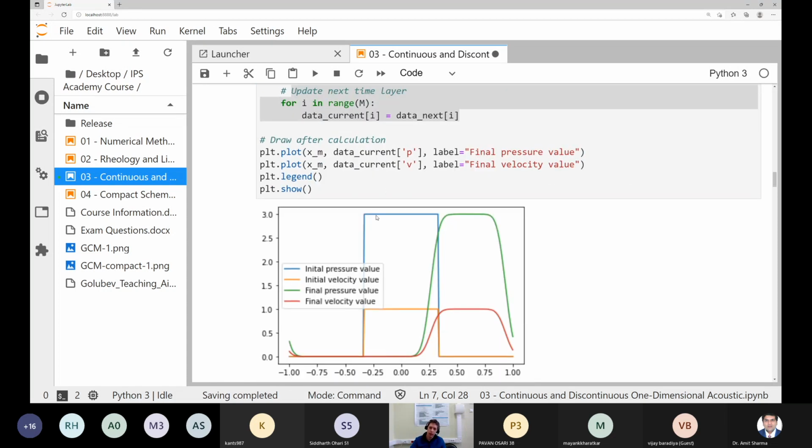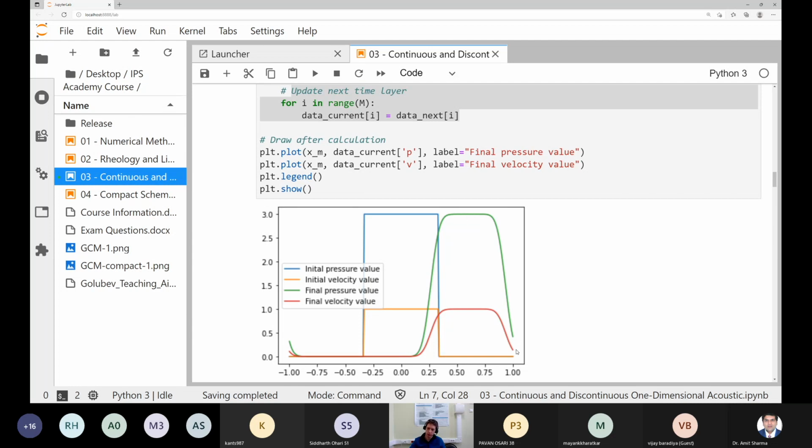You can see here that initially we have discontinuous, rectangular initial conditions. But due to the fact that we use the grid characteristic method, it is not a big deal for our method, because this discontinuity will go through the characteristic line. So we have the initial pressure value and the final pressure value. After some time, we can see the P wave propagated to the right.